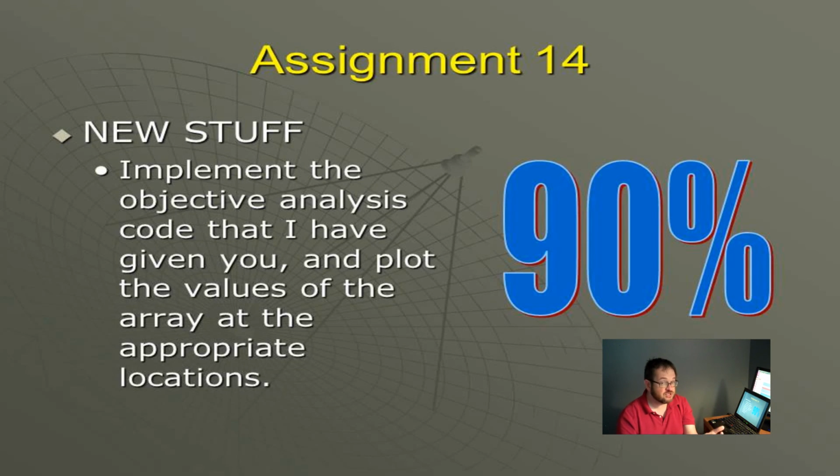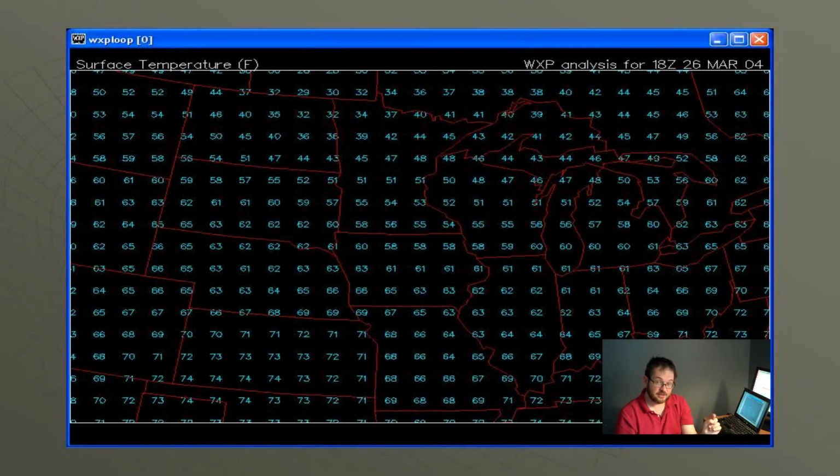Then you implement that Barnes objective analysis code that I give you, and you plot the values at each point. What do I mean there? I want you to actually make a map that looks like this. You know the latitude and the longitude of every one of these points, and now you know a temperature at each of those points. Well, at least you know the Barnes objective analyzed values, the estimates at that point. So for row I, column J, you know its latitude and longitude from grid latitude and grid longitude.